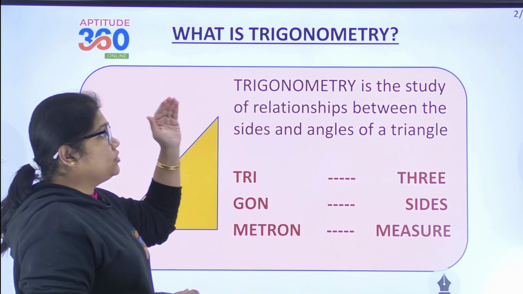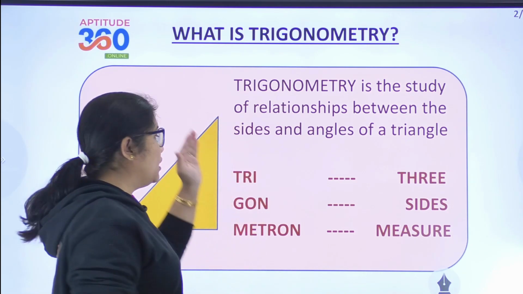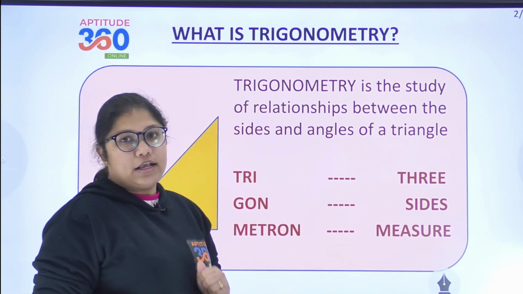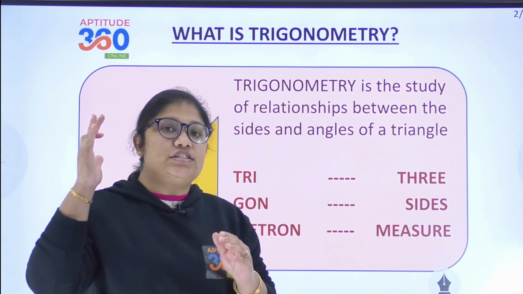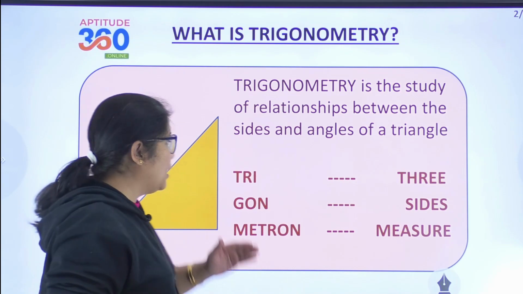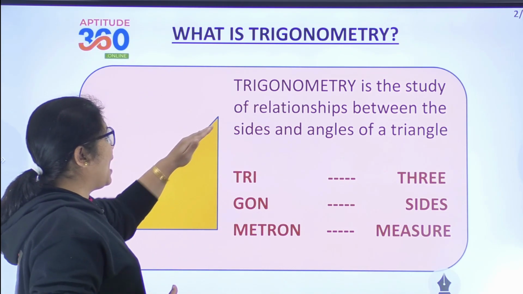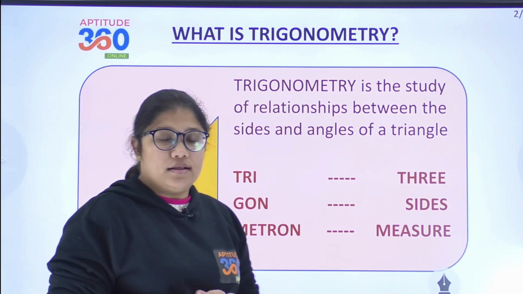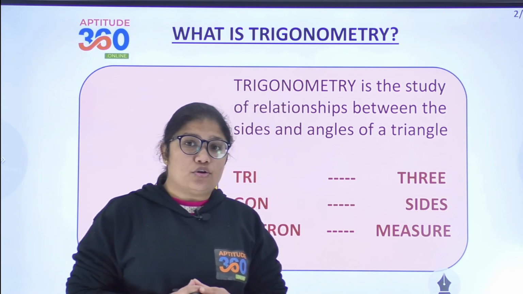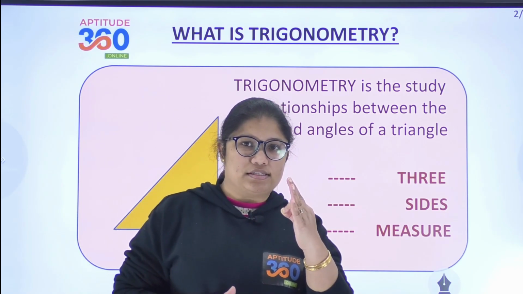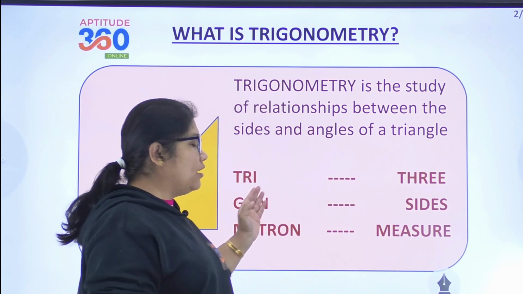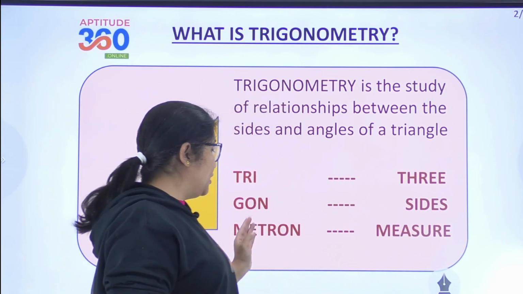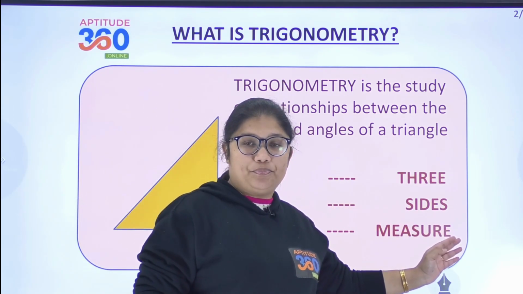As the word suggests, trigonometry is all about triangles. To be very specific, trigonometry is that branch of mathematics which studies the relationships between the sides and angles of a triangle. Do you know, friends, the word trigonometry has come from three Greek words: tri, which means three, gon, which means sides, and metron, which means measure.